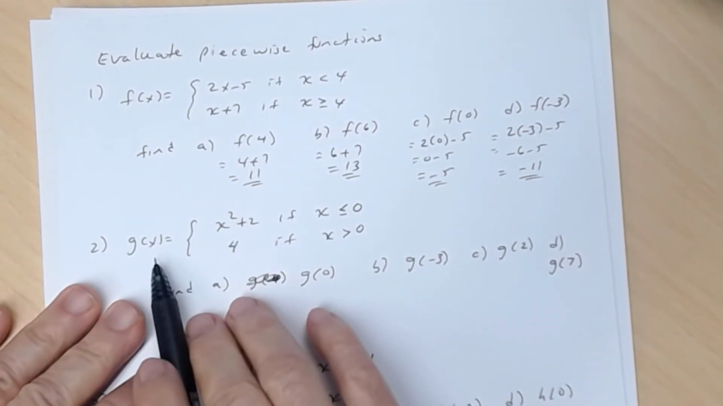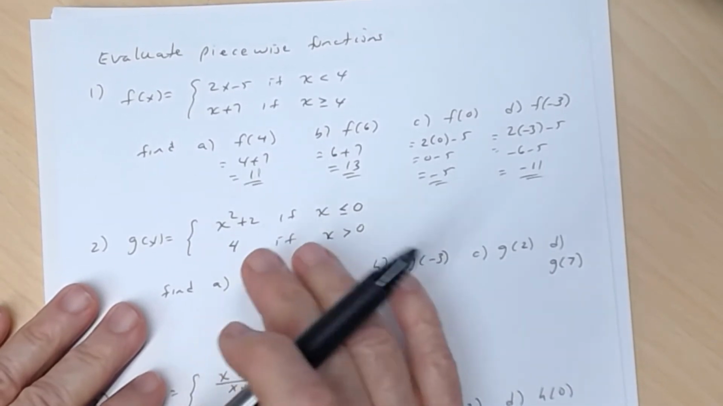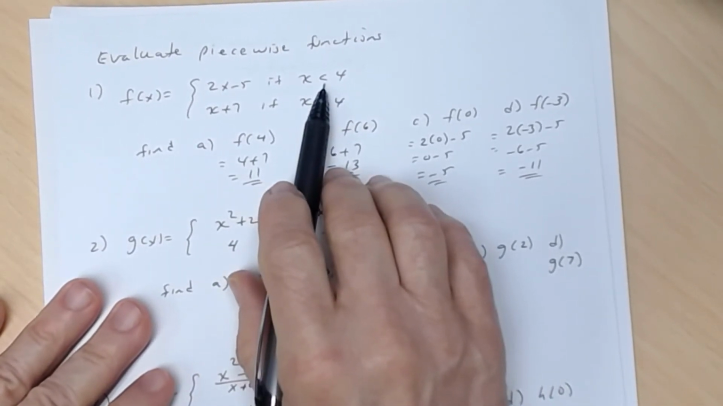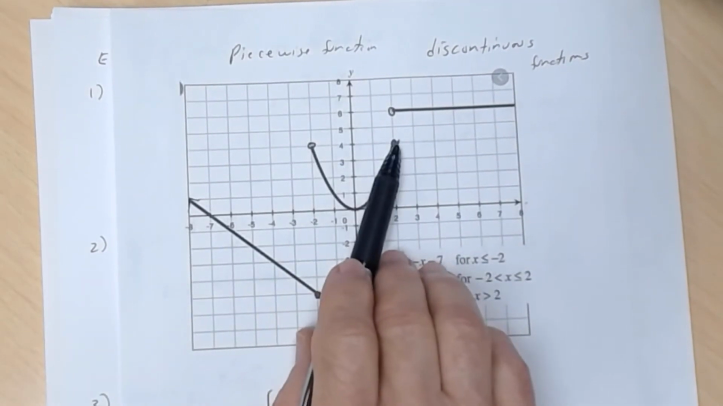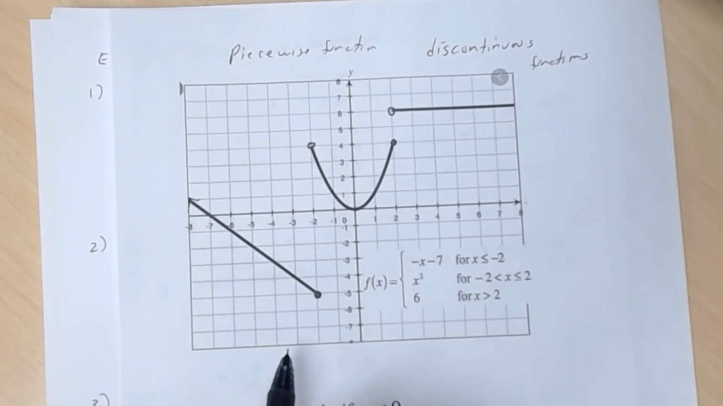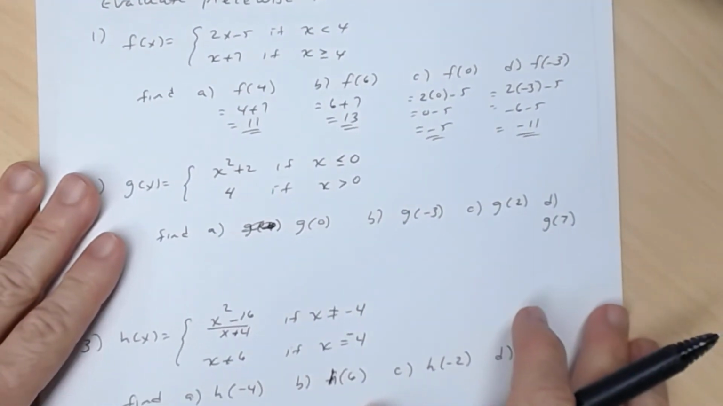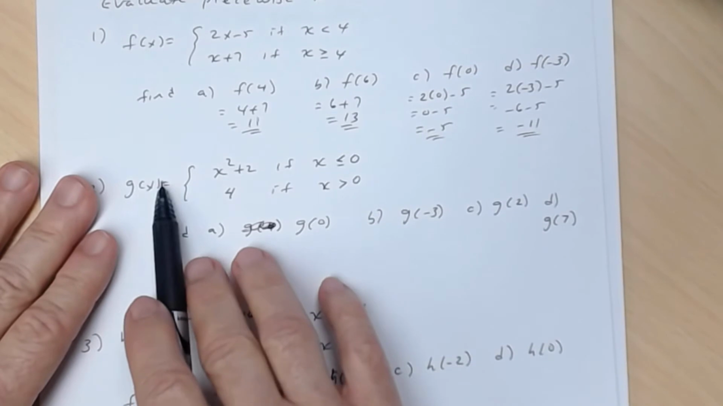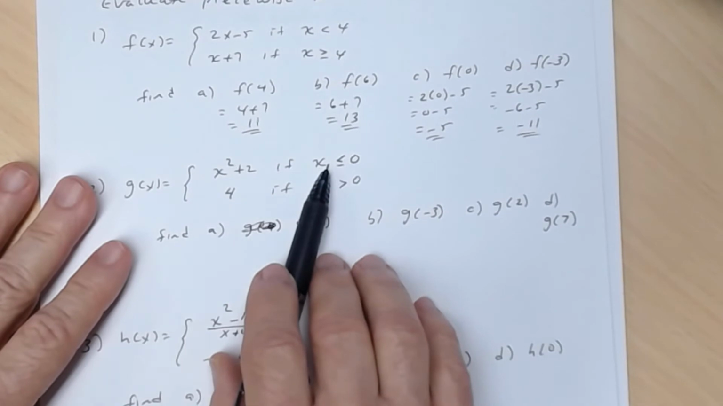Now notice that this function again is made up of two expressions, so two pieces. When I graph this, you're going to see it has two pieces. The fact that this one has no equal sign and this one has an equal sign has to do with the open and closed circles that you saw. All I want to do now is just evaluate this function. Notice this says that g of x is going to equal x squared plus 2 only if x is less than or equal to 0.